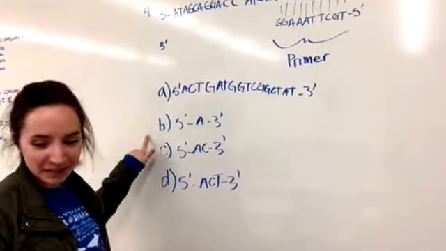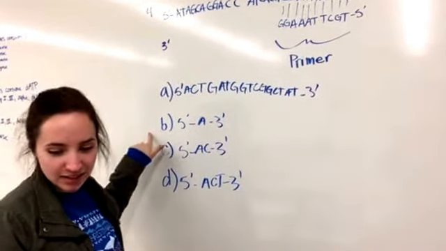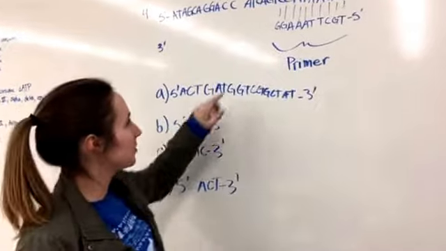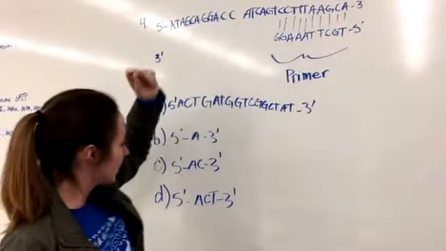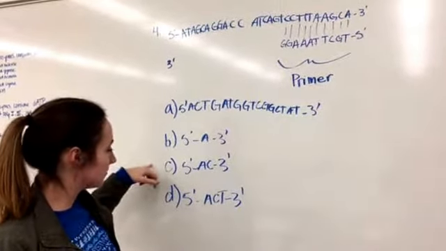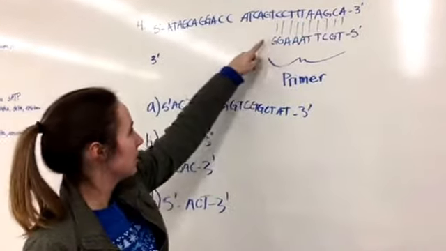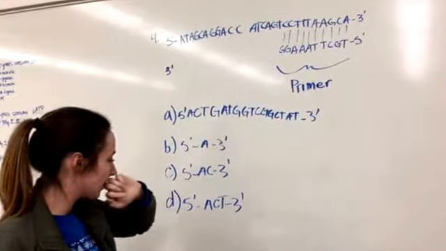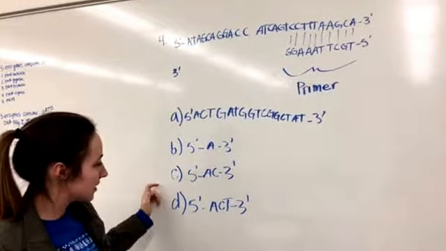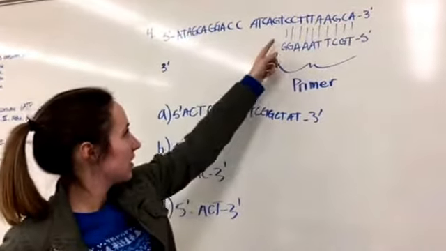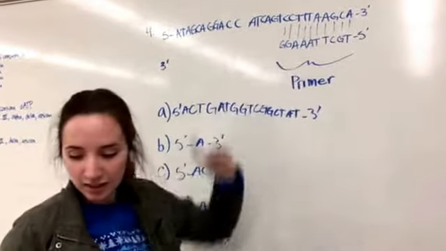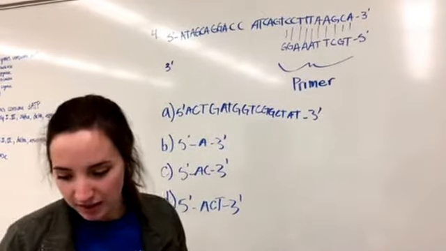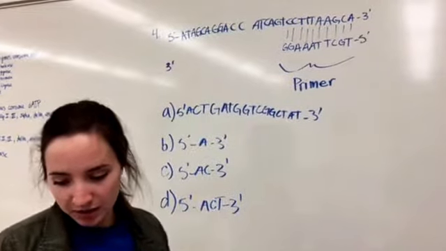For part B, because of the ddCMP, it gets interrupted, so you can only get A here. For part C, you can only have A and C because it gets interrupted at A, and then for part D, you can do A, C, T, because it's interrupted because of the GTP.